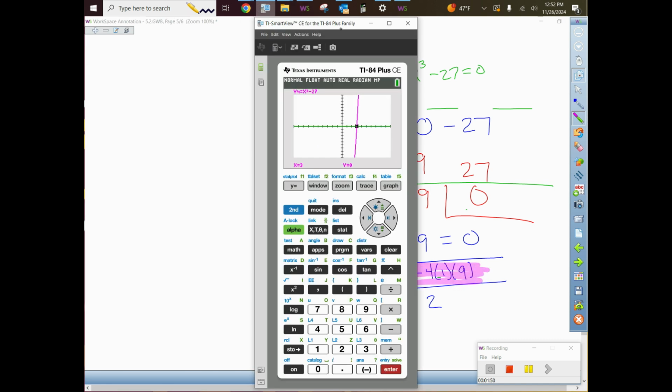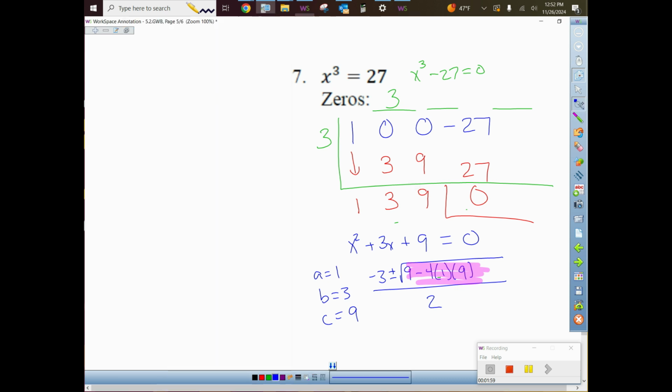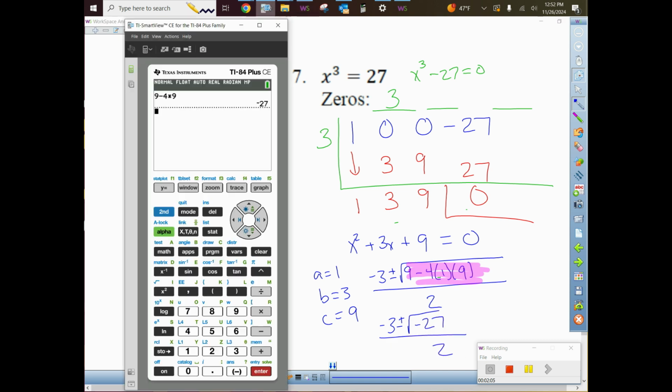So I've got 9 minus 4 times 1 times 9. So I got a negative 27. And I kind of knew that was supposed to happen because I should get imaginary zeros back. Going back from that graph, there are supposed to be 3 zeros. I only see 1. So what we'll do is we'll clean this up just a little bit.